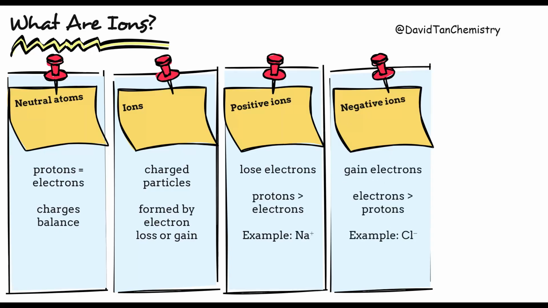A negative ion forms when an atom gains electrons. When electrons are gained, there are now more electrons than protons. Since electrons are negatively charged, the particle becomes negatively charged overall. For example, a chlorine atom can gain one electron to form Cl-. Cl- is a negative ion.